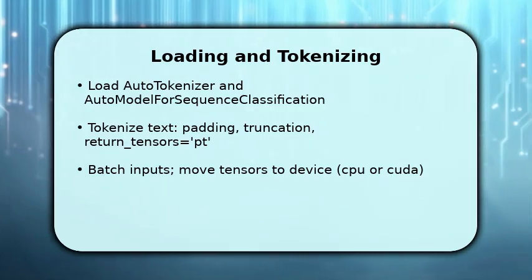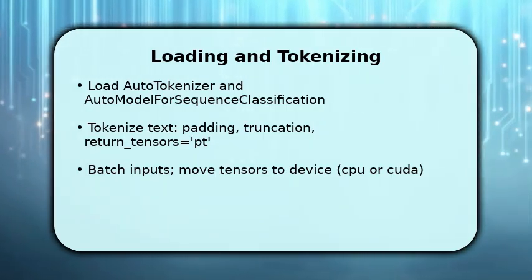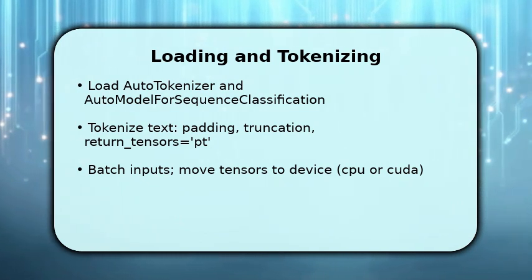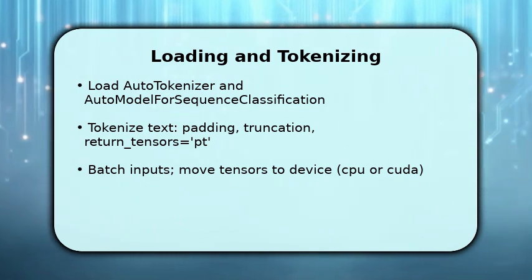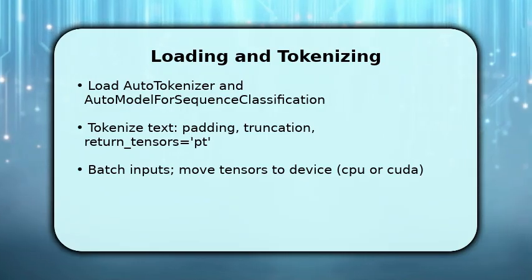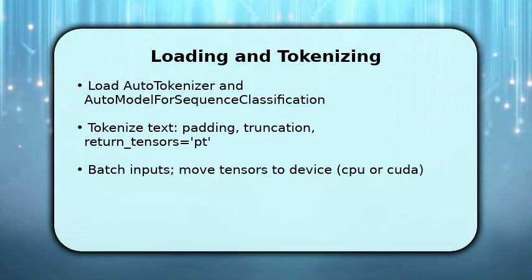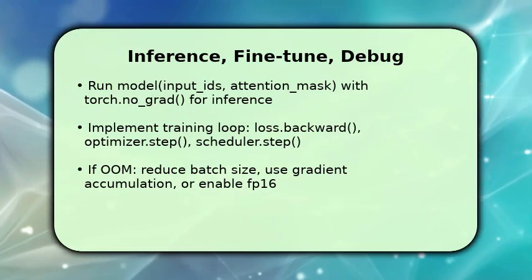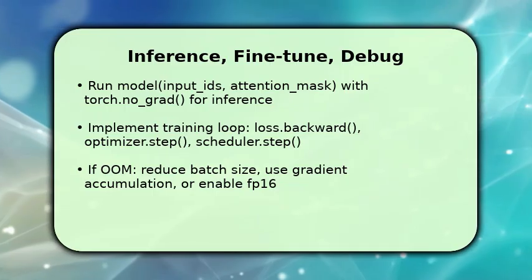Once tokenized, batch your inputs to utilize hardware efficiently and move tensors to device. If you intend to fine-tune, wrap batches in a DataLoader and prepare optimizer and scheduler before the training loop. You perform inference by calling the model with input tensors using torch.no_grad for evaluation to save memory.